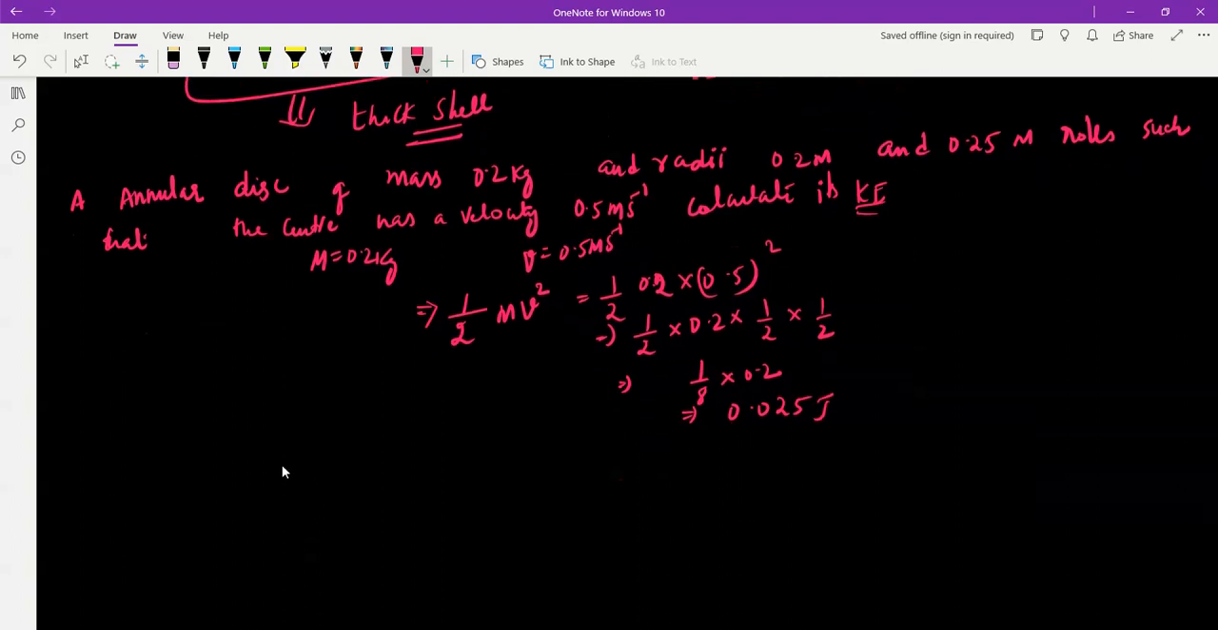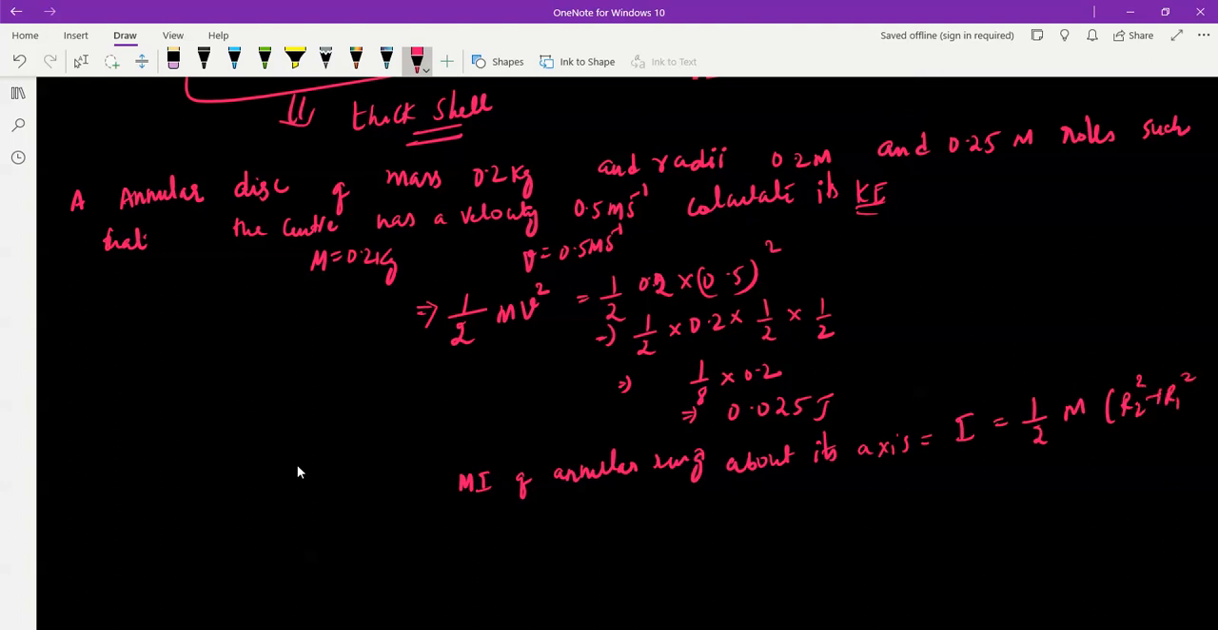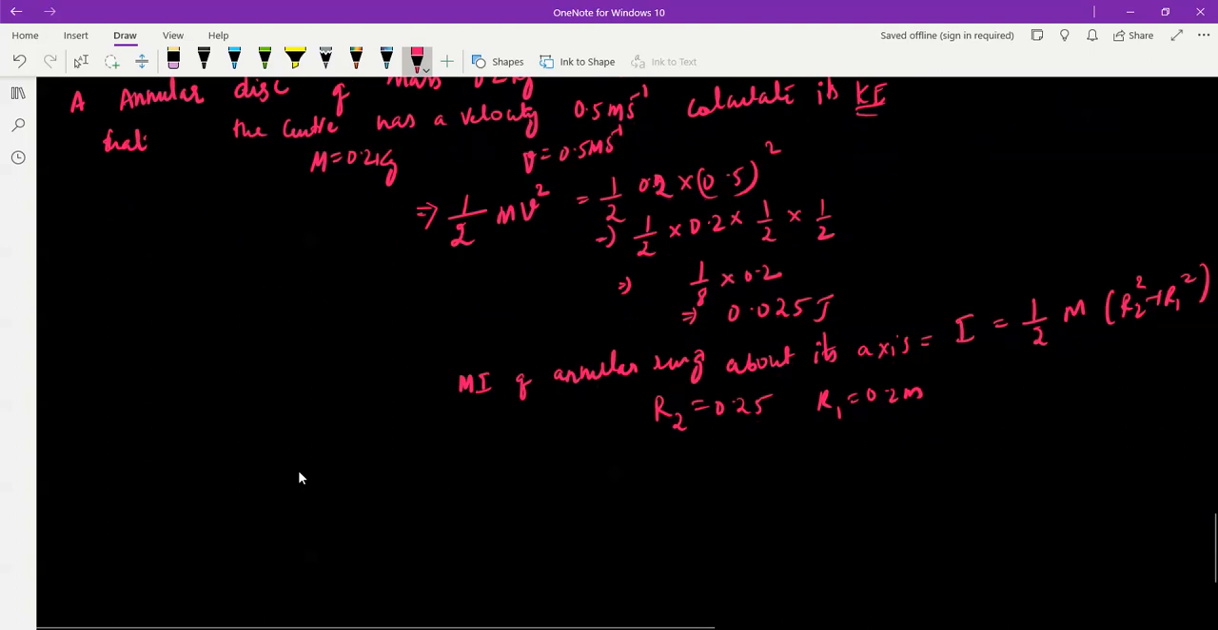Now the moment of inertia of the annular ring about its axis of rotation, I have to calculate. That is, I is equal to 1 by 2 m (r2 square plus r1 square). Here r2 is equal to 0.25 m and r1 is equal to 0.2 m. They have given it. So that is 1 by 2 into 0.2 into (0.25 square plus 0.2 whole square).